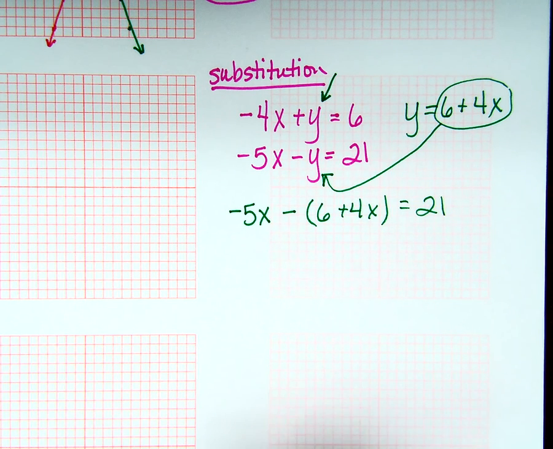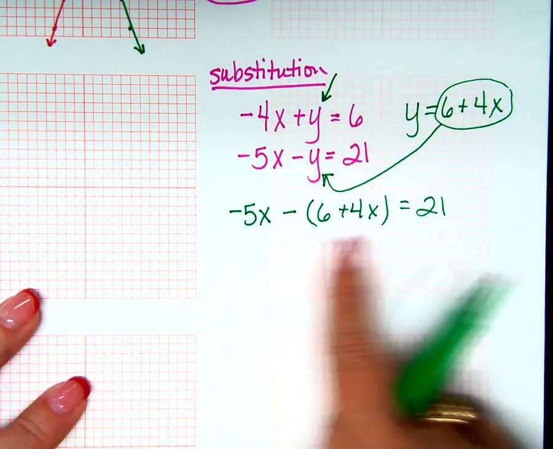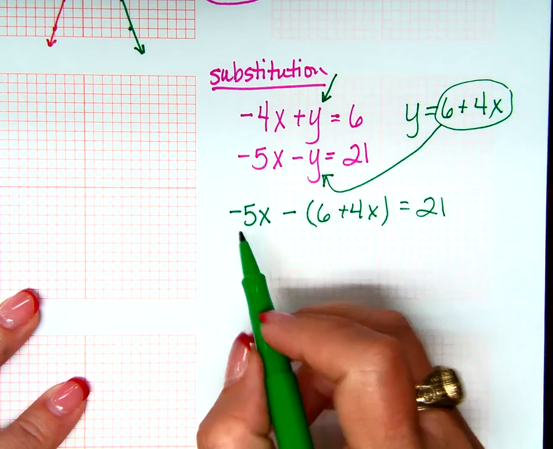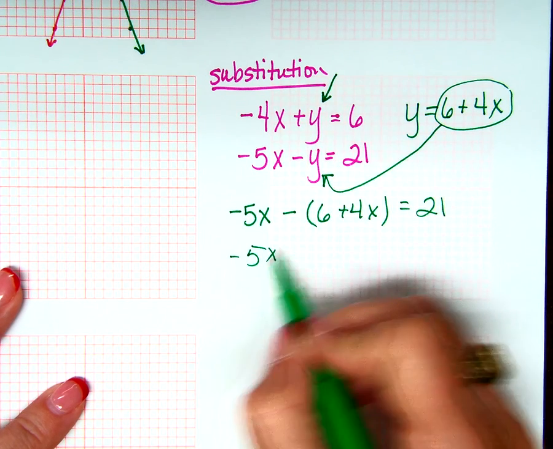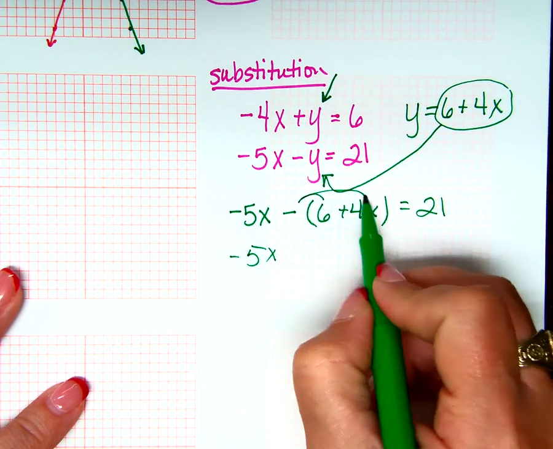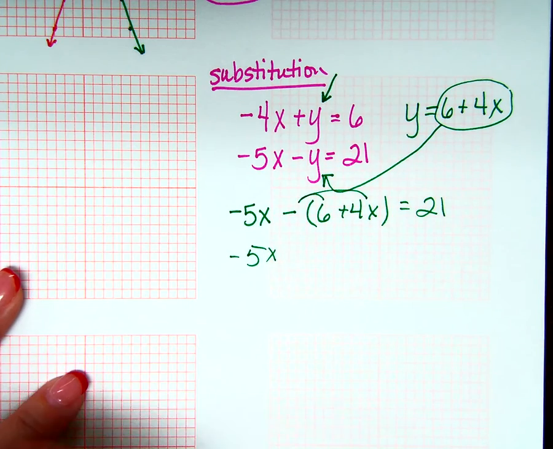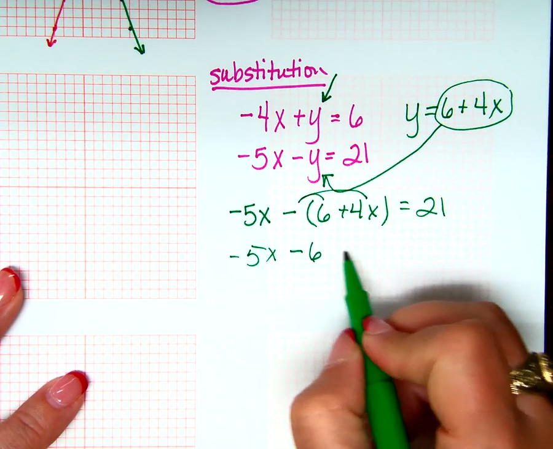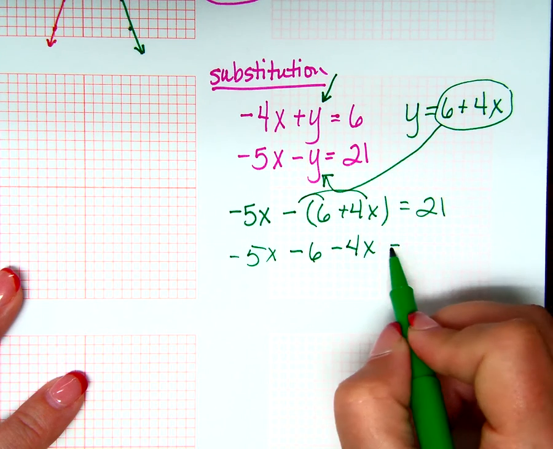Now what? Yeah, now I want to solve this one, right? So I have -5x. Don't I need to distribute this negative to each term inside the parentheses? So -6 minus 4x equals 21.